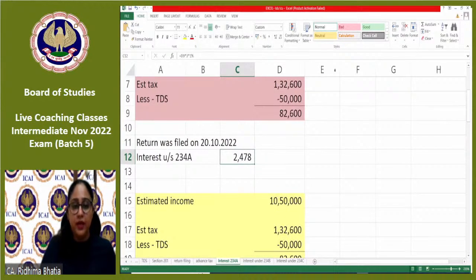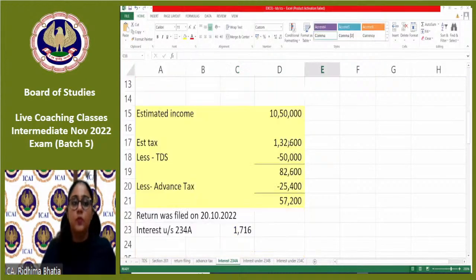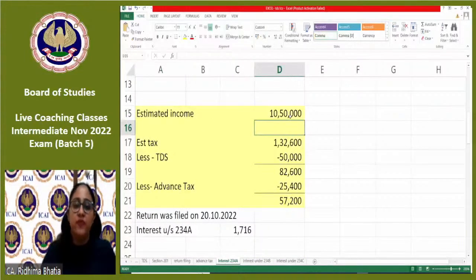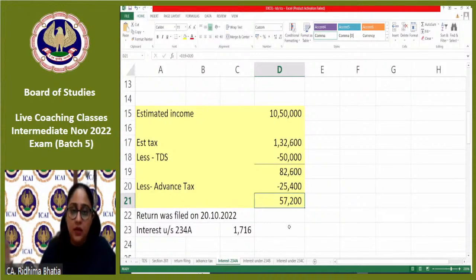What is in the second scenario? Don't take this as estimated income, take it as final income. My final income is 10,50,000. My final tax is 1,32,600. TDS of 50,000 was deducted on it. I had paid advance tax of 25,400. Remaining 57,200 I did not pay till the time of return filing. And I filed my return on 20th October 2022.